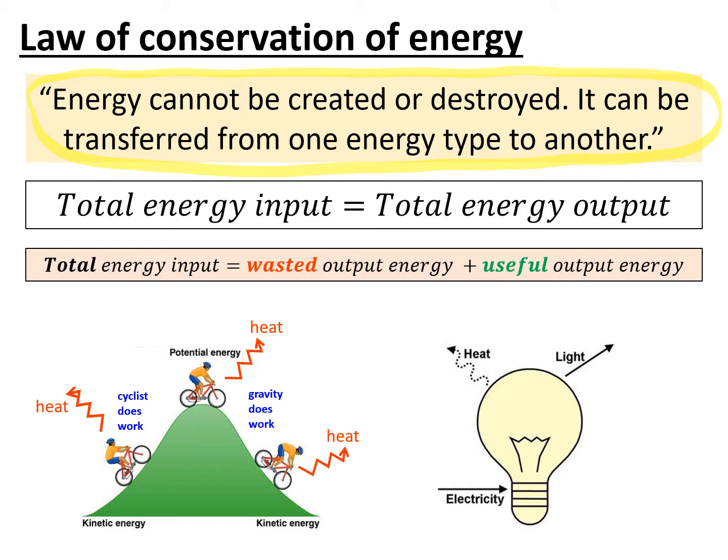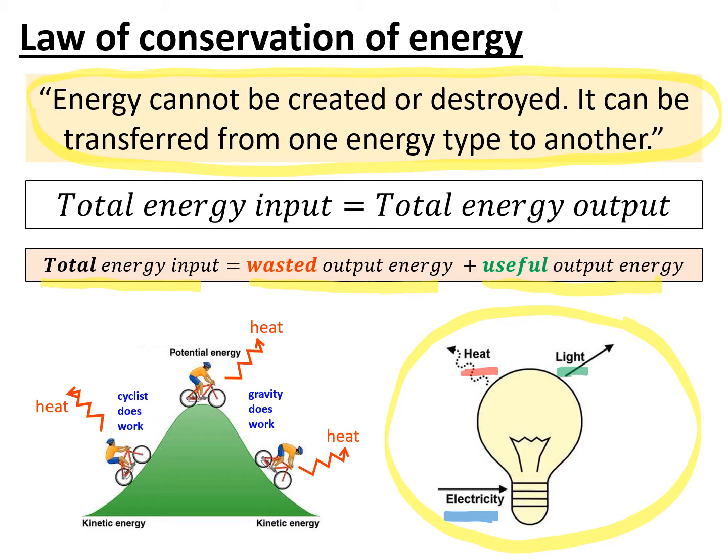Okay, so the next box says that the total energy input equals the wasted energy output plus the useful energy output. So if we look at this diagram of a bulb down here, we have got the total energy input, which is electrical. Okay, the wasted energy from a bulb is the heat. The useful energy output from a bulb is the light. Okay, so the total electrical input must equal the heat output and the light output.